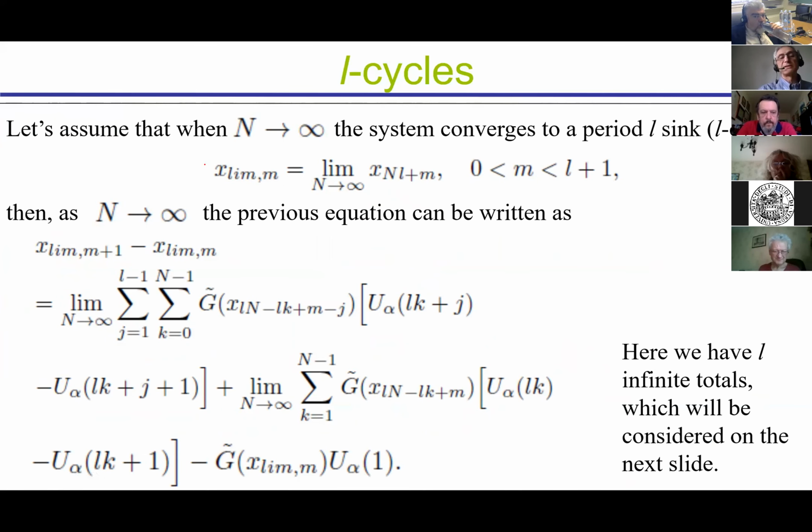So let's assume existence of those limits and consider n goes to infinity. Now we may definitely rearrange the sequence of summation in the infinite case because we have an absolutely convergent series U alpha.